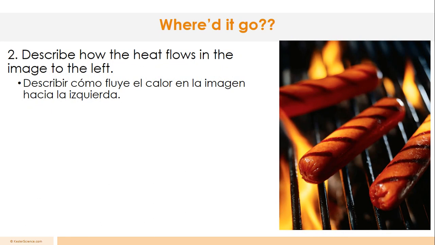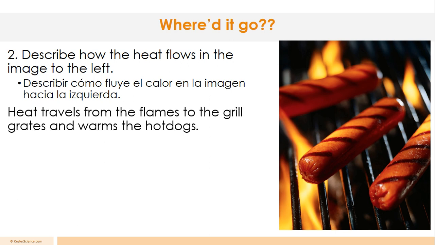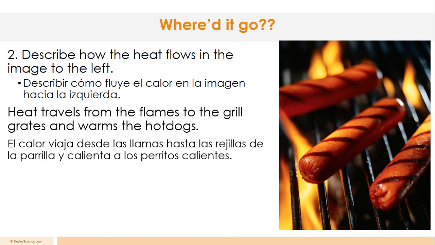All right, here's the next practice problem. Describe how heat flows in the image to the right. Pause the video here, write down your answer, and then click play in order to check your work. All right, let's check those answers. Did you say that heat travels from the flames to the grill grates and warms the hot dogs? If so, good job.